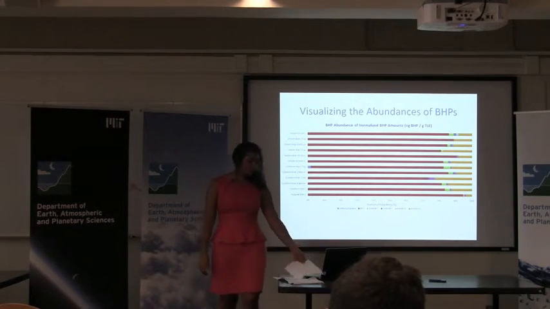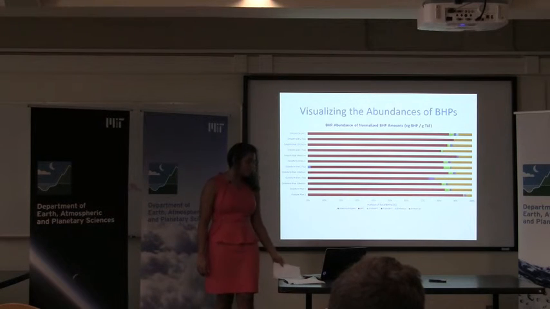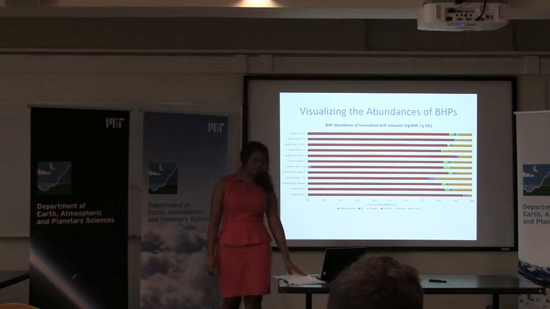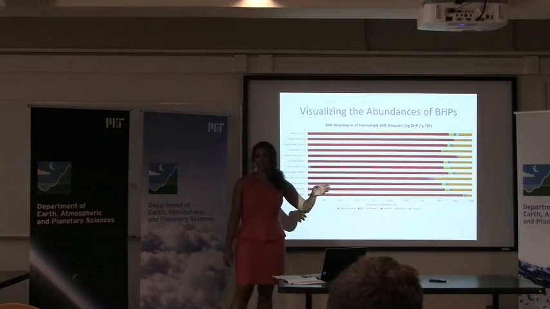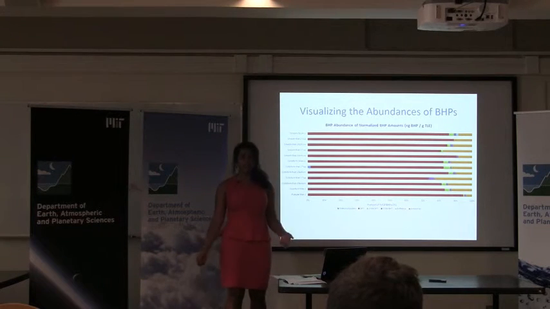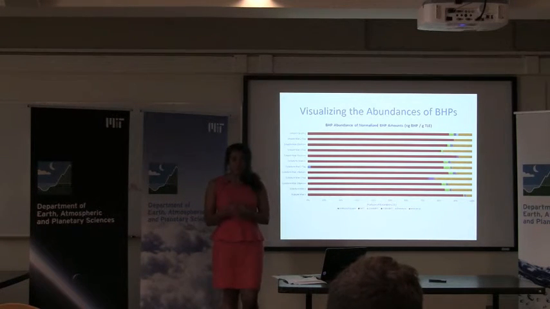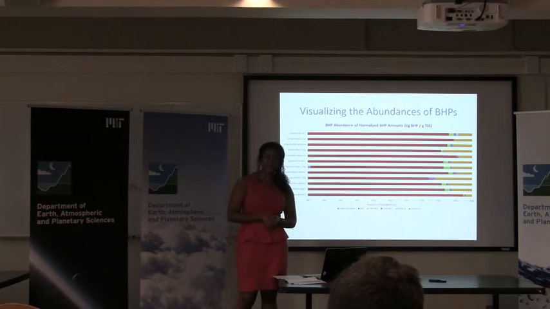And this is just to help you visualize the abundance of the BHPs overall. As I mentioned, the BHT is extremely dominant, and you can see that here. Also note that the 3-methyl BHT is actually a noticeable portion of each of the samples where it's found. So I'm really excited and hope that that is what it is, and hopefully we can confirm that at some point.